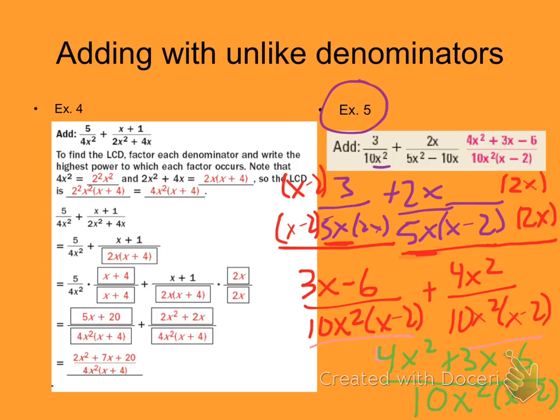You always want to make sure that you can't factor this one. Now you can't, because you have 4x squared and 6, which would make 24, which does not add up to 3. So then that would be your final answer, 4x squared plus 3x minus 6 over x minus 2, like we have up there.